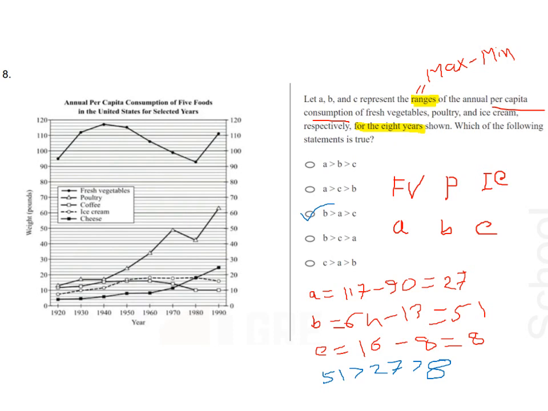For vegetable we get the range 27, for poultry the range is 51, and for ice cream the range is 8. So B is greater than A and A is greater than C. However, to find out the range, we just take the difference of the maximum value and the minimum value.